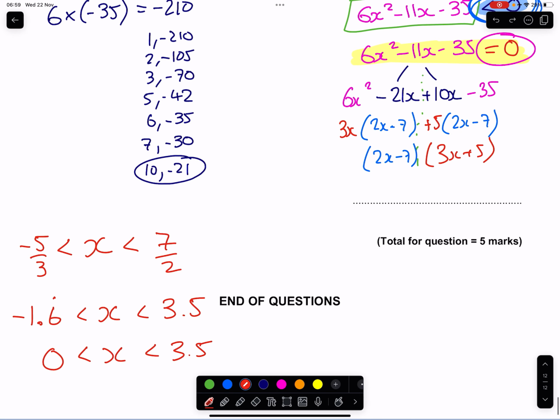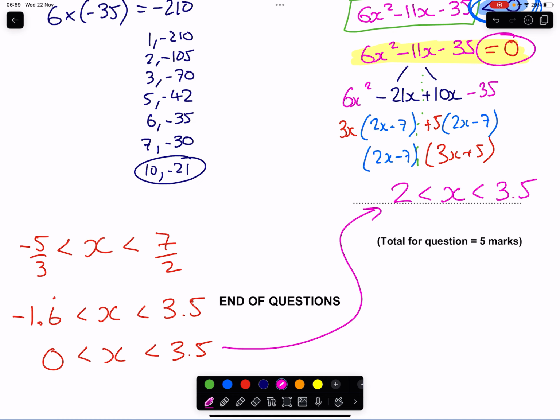So your final answer here is not 0 less than x, it's 2 less than x, less than or equal to 3.5. The only way that this question works is if x is a value between 2 and 3.5. Done.